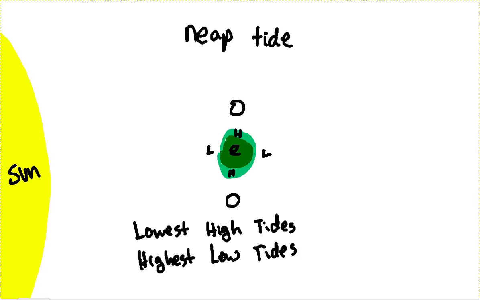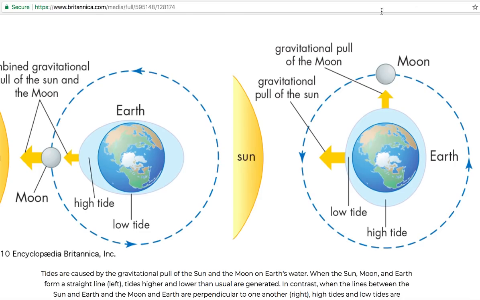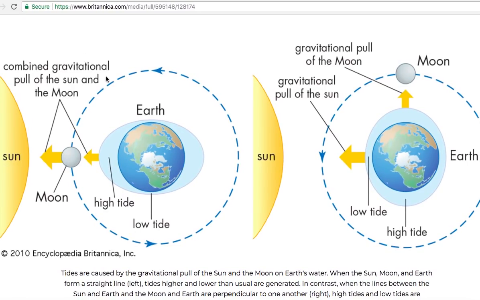Alright, hopefully this helps you with the assignment. Don't forget to utilize some of the resources online. There's one that I just forgot to show you. Hopefully it helps you see the highest of the highs when they are in line and the highest of the lows when they are canceling each other out.